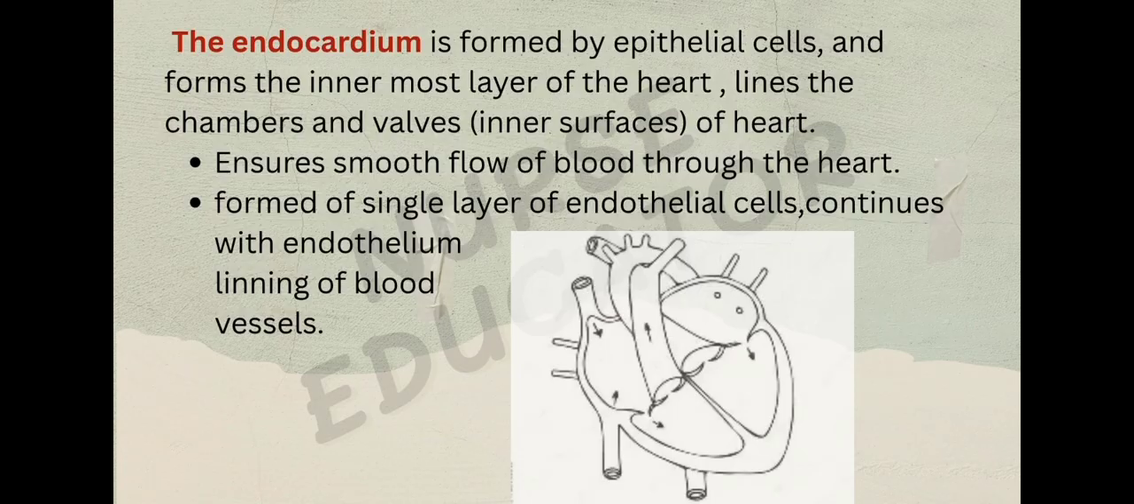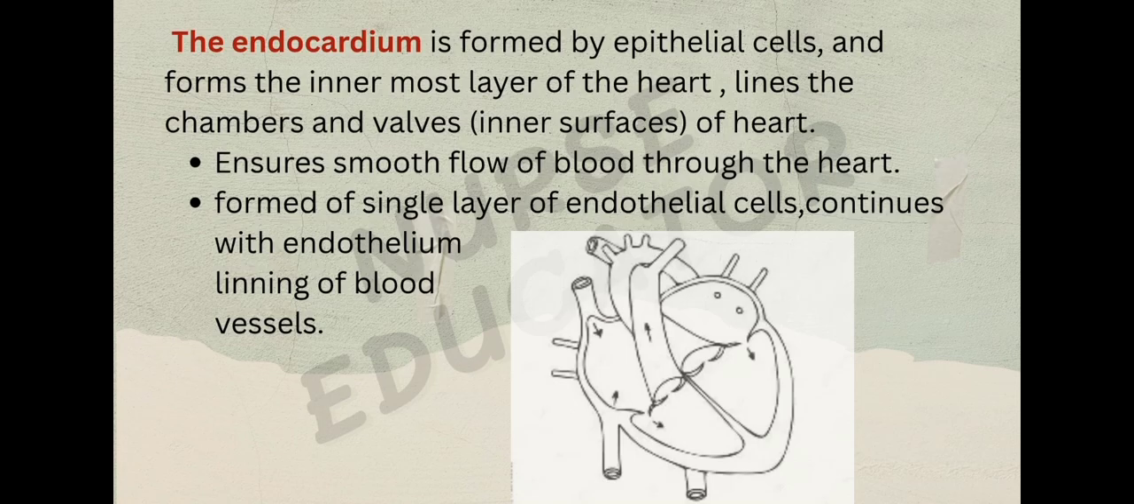Then we will see the third layer, the endocardium, which is formed by epithelial cells and forms the innermost lining of the heart. It lines the heart chambers and valves, the inner surface of the heart. This layer ensures the smooth flow of the blood. It forms a single layer of endothelial cells. These endothelial cells continue with the endothelium lining of the blood vessels. This single layer is again continued into the blood vessels of the heart.